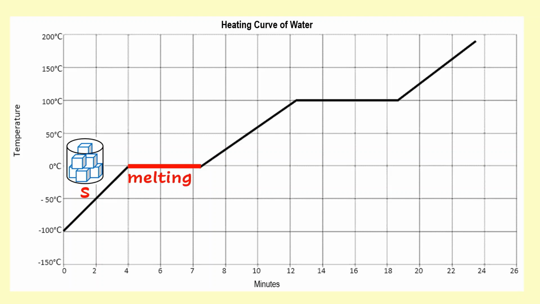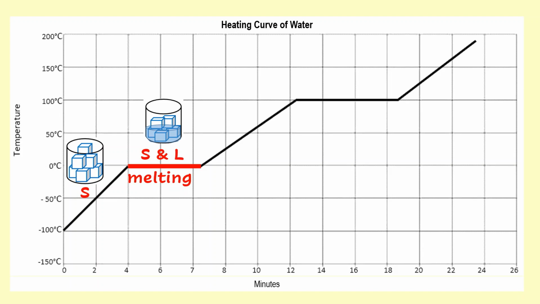a liquid. Both solid and liquid phases are present during the time it takes for the solid water to transition completely to liquid water. Once the phase change is complete, continuing to add heat will cause the temperature of the liquid water to increase. At 100 degrees Celsius, the water has reached its normal boiling point.